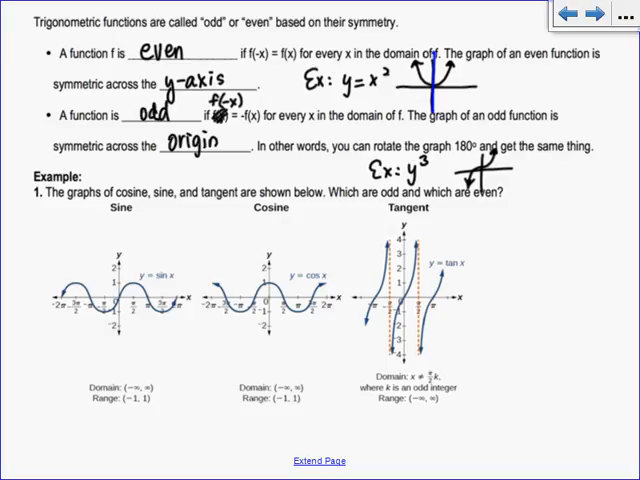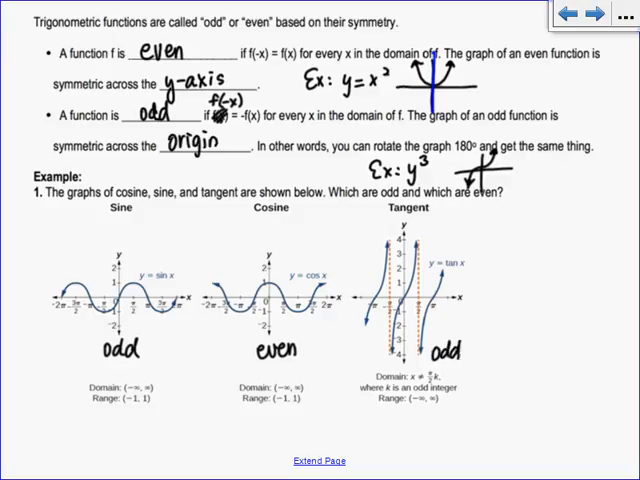So sine, do we think it's odd, even, or neither? If you turn your paper around, literally, what do you get? Same thing? Yep. Cosine? Even, yep. If I plug in pi over 4 and negative pi over 4, I get the same thing. What about tangent?